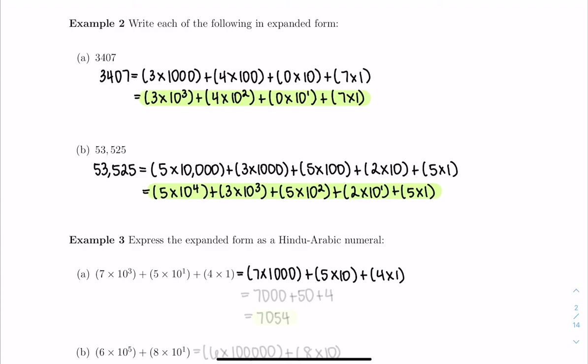And so that should make it a little bit easier to figure this out. 7 times 1,000 is going to give me 7,000. 5 times 10 is 50. And 4 times 1 is 4. And so this entire thing, when I add it together, is going to give me 7,054.